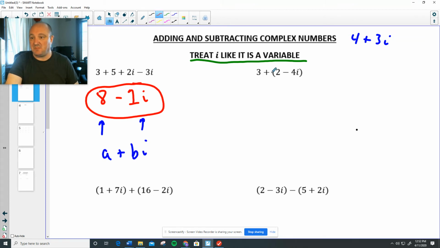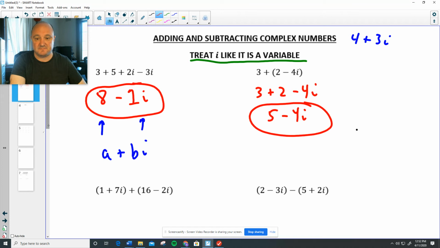Moving on to the next problem, 3 plus (2 minus 4i). In this situation, don't get fooled with the parentheses. There's nothing being distributed through, so I can just pop the parentheses off, and then I am just combining like terms. The 3 plus the 2 is 5, minus 4i, and there's my answer.